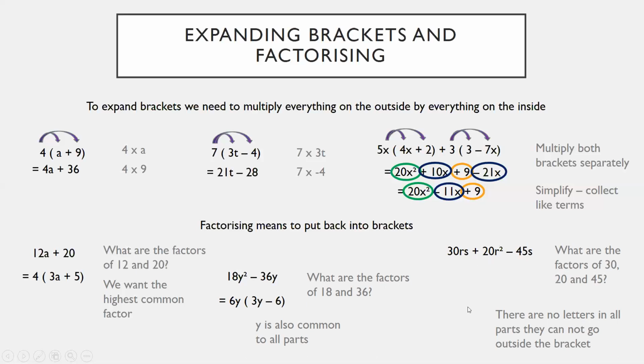So no letters outside the bracket, just the common factor of 5. And then 5 times 6r will bring us back to 30r. 5 times 4r squared will get us back to our 20r squared. And 5 times negative 9s will get us back to negative 45s.